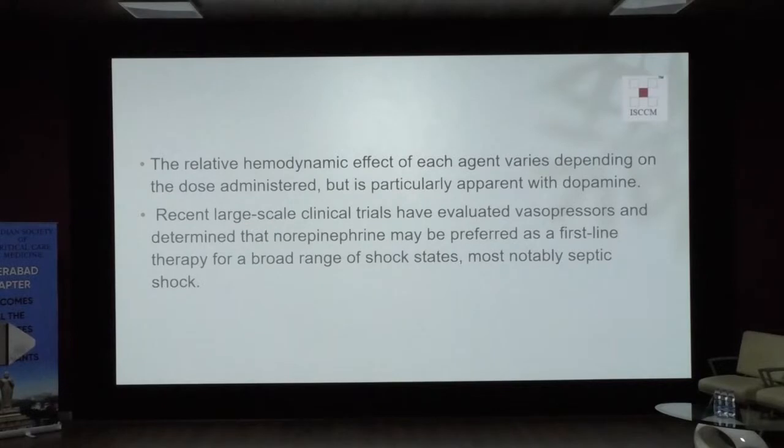Coming to each effect, this depends on the dose administered, but is particularly apparent with dopamine, where we know that the action is on D1, alpha 1 and beta 1 based on the dose. Then recent large scale clinical trials have evaluated vasopressors and determined that norepinephrine may be preferred as a first line therapy for a broad range of shock states, most notably septic shock. Even the Surviving Sepsis guidelines also say that norepinephrine is the vasopressor of first choice.